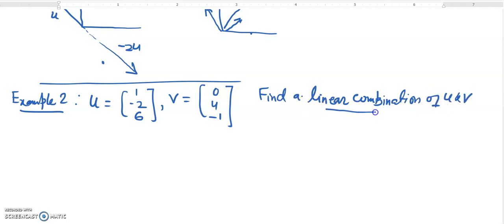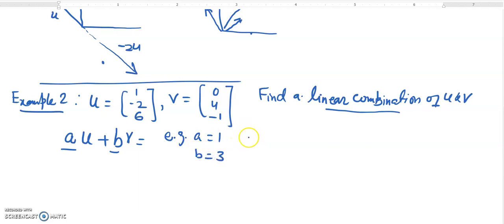So by linear combination, what we mean is that, for example, if we have u, we can multiply u by a scalar value, say a is a scalar, and then we can multiply v by another scalar b. So the combination of this will be a times u plus b times v, and that will be a linear combination. We can take any value of a and b. So for example, we can take a equal to 1, b equal to 3.